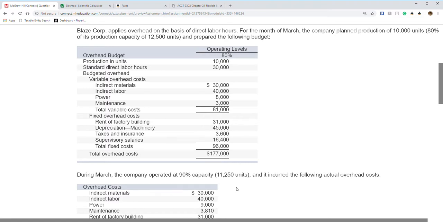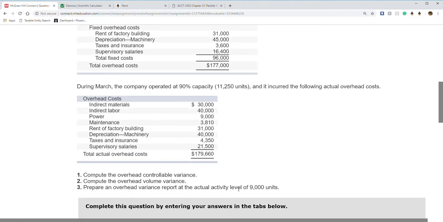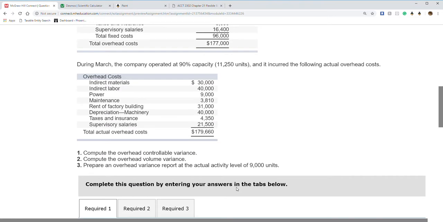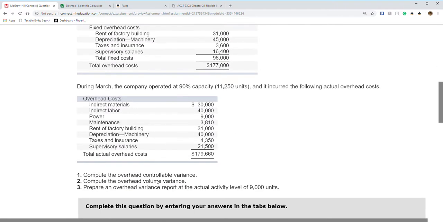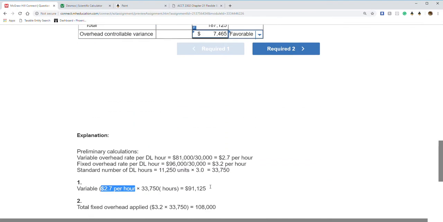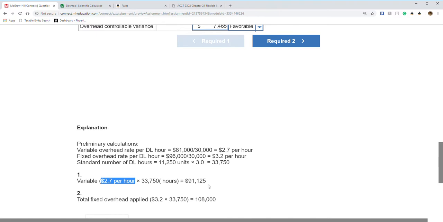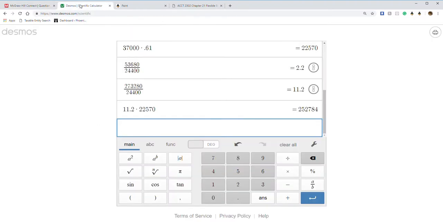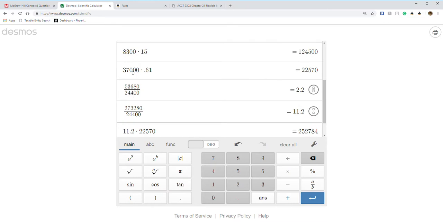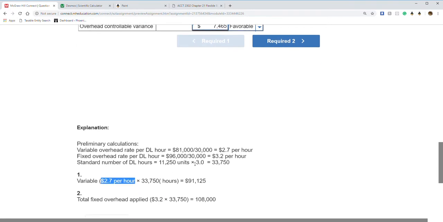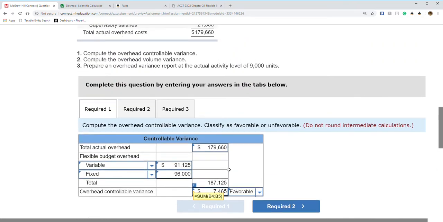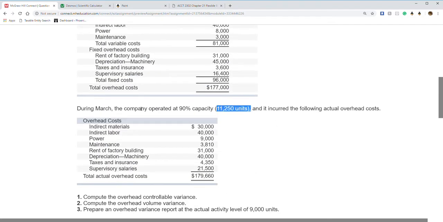We actually have to change up some capacity. With that being said, it's our standard hours. So just like before, we have to take our actual level of 9,000 units. And again, we've got to come up with it the way that we did in the standard, which was taking the actual units times our rate, which really was 11,200, so 11,250, because that was the 90%.